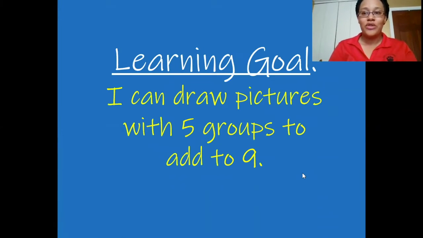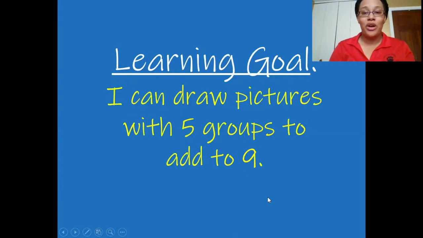So our learning goal for today is I can draw pictures with 5 groups to add to 9. So we know that we're going to draw pictures. We're going to use 5 groups, which help us to stay organized, and we're going to add to 9. So our whole number is 9. Yesterday, you were learning how to figure out how to get to your whole number. But now we know what the whole is for today.